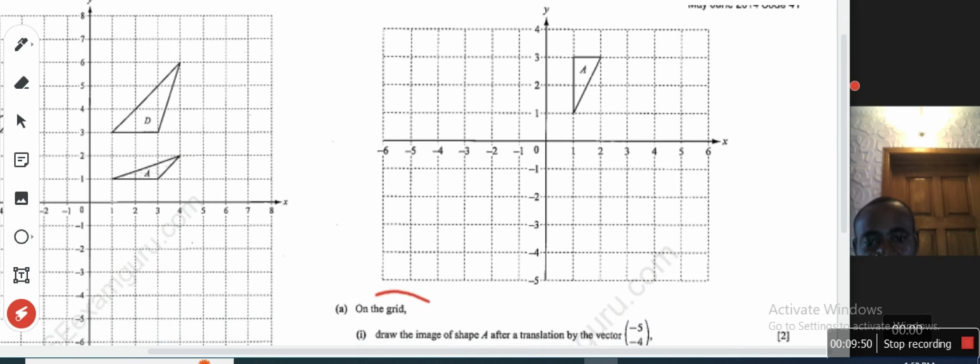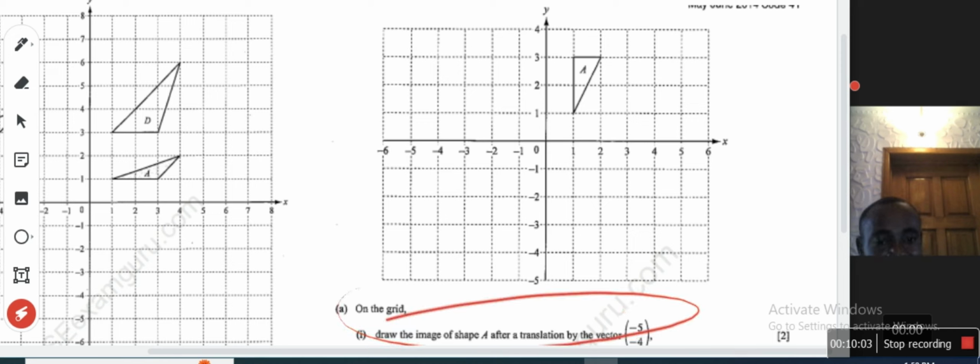Read out the question. Draw the image of shape A after translation by the vector -5, -4. Beautiful. That's the question. And you get your 2 marks. I told you this one is an all-comers affair. You just come here, get your 3 marks, 2 marks, sometimes 4, and you move on.